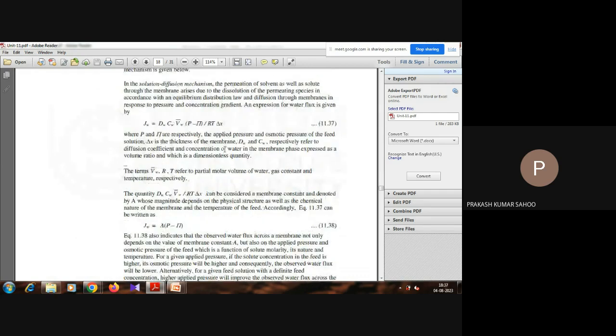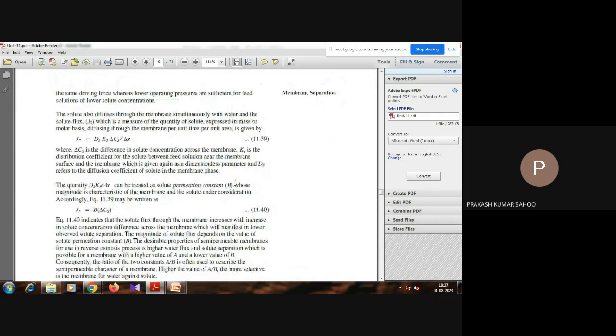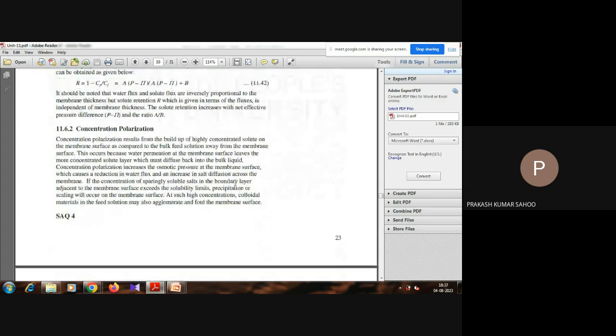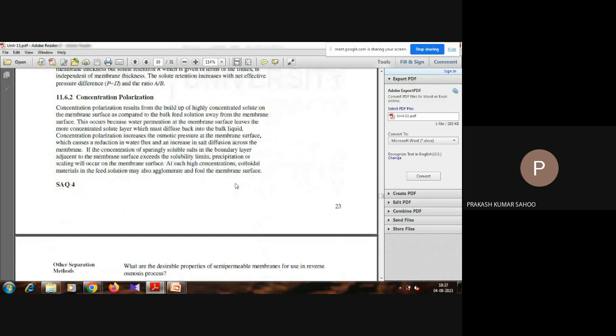Then the basic equation we have for the solution diffusion mechanism is JW equal to DW, CW, VW. These are the things we have. Lots of things are there. Actually, it is not possible to cover all the things in one hour of time for every unit, so I'm just telling you the basic things that you need for your theory examination.